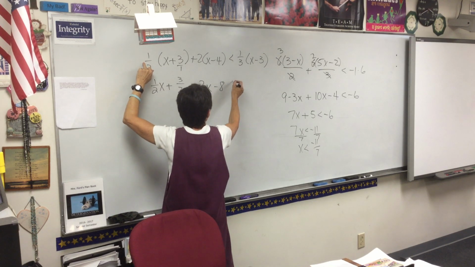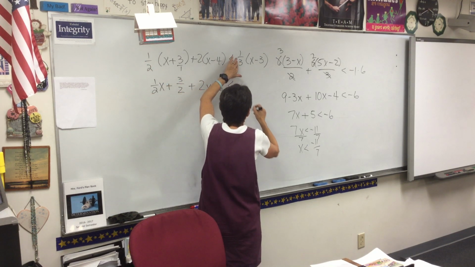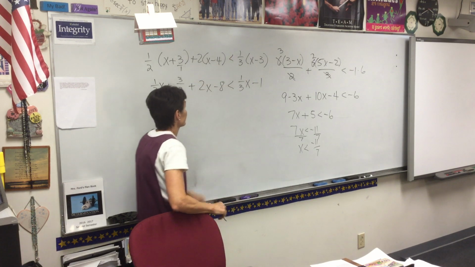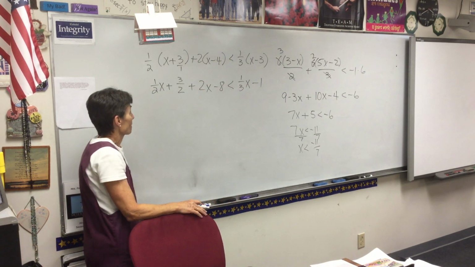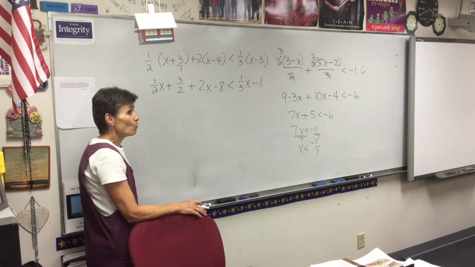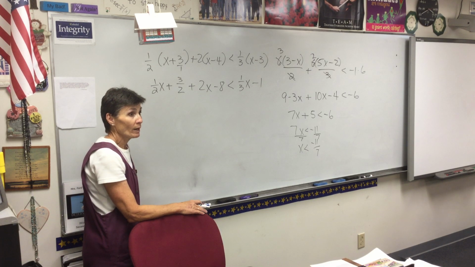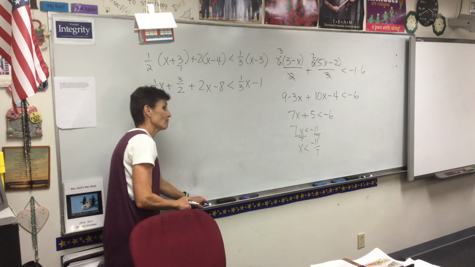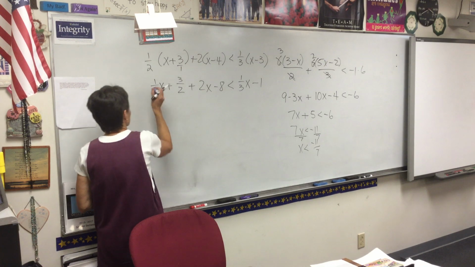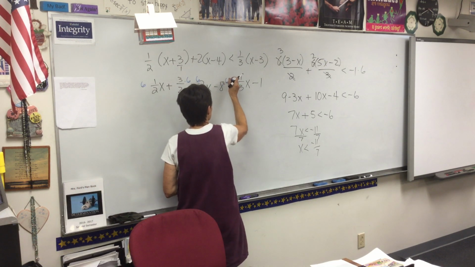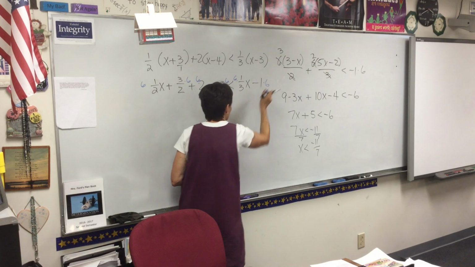plus 2x minus 8. All right, over here, I'm going to have 1/3 x and minus 1. Now, if you want to get rid of the fractions at this point, we're going to multiply everything by 6. We're going to multiply everything by 6 now. So 6, 6, 6, 6, 6, 6.